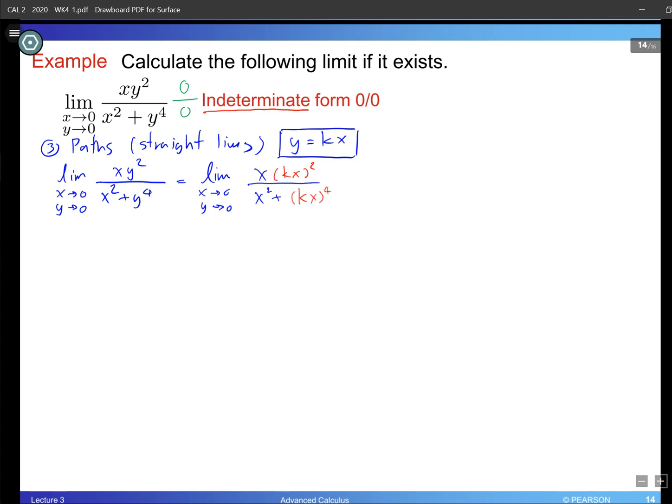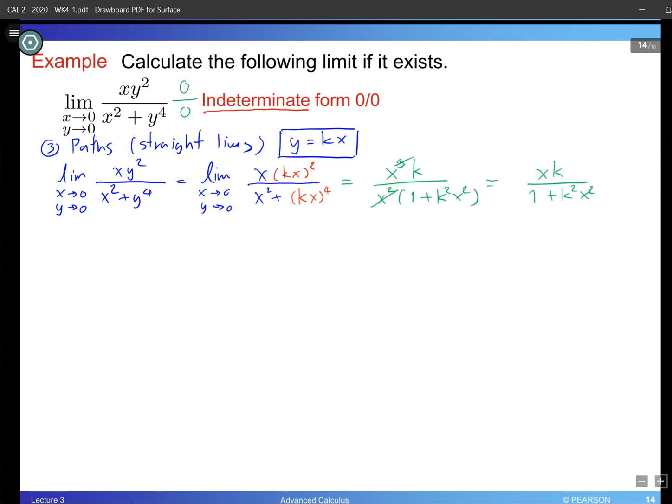Alright, so what do we have here? Let me work a little bit further on this. So we have x cubed k divided by, here I have a common factor of x squared. Inside I have 1 plus k squared x squared. And here I can cancel x squared with the x cubed. So in the end I have xk divided by 1 plus k squared x squared.